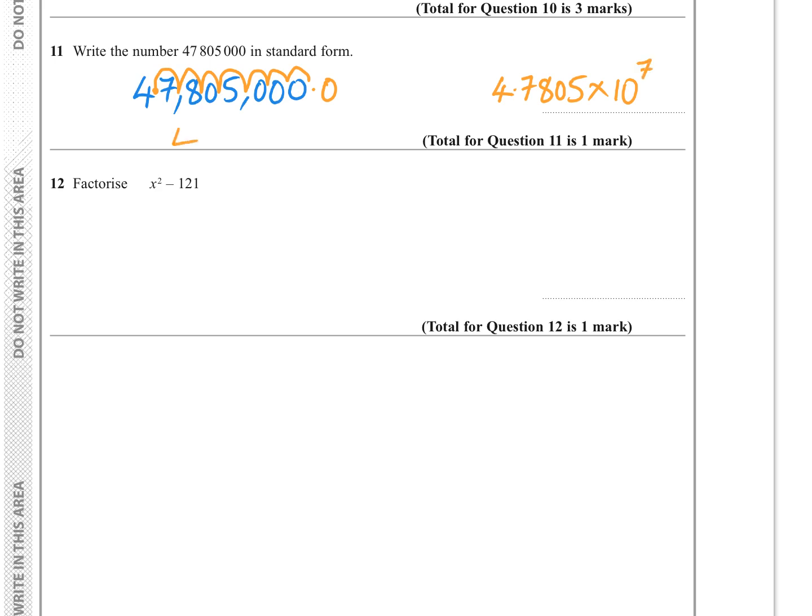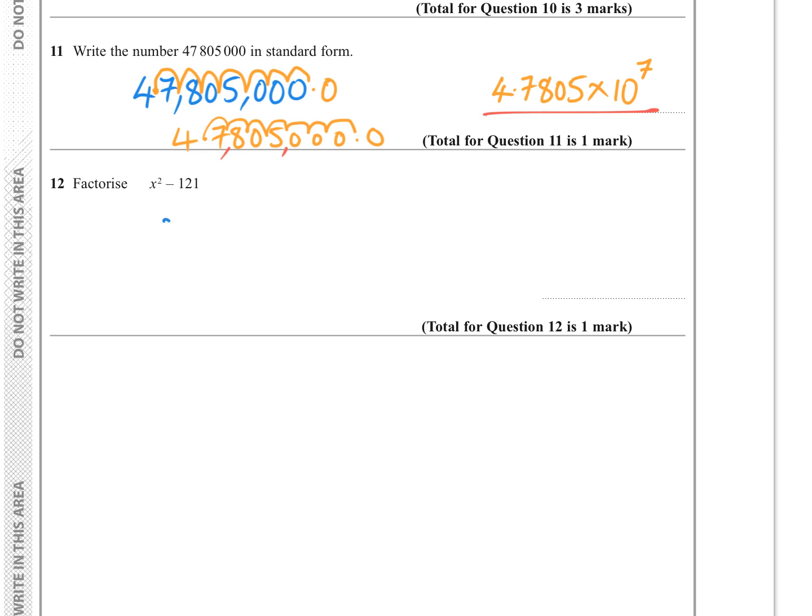So we can put that to the test just to clarify. So if we started with that number and we times it by 10 once, twice, 3 times, 4 times, 5 times, 6 times, 7 times, we would end up with where we started from. So that would be the answer to question 11.